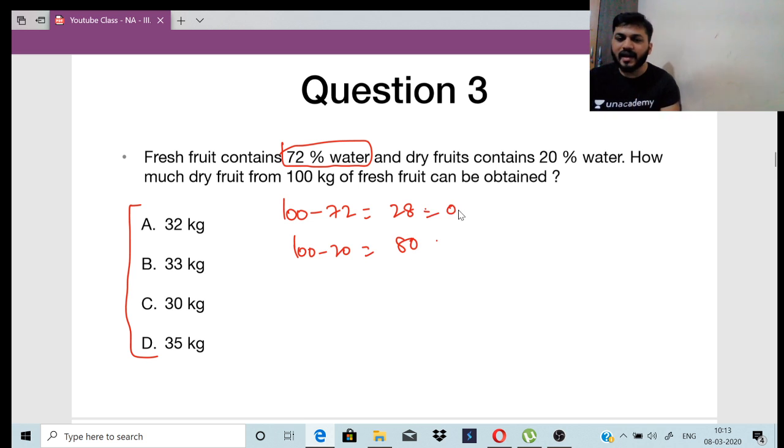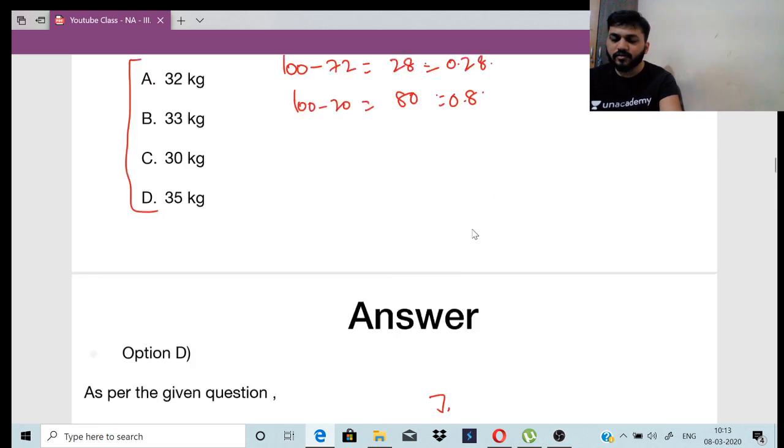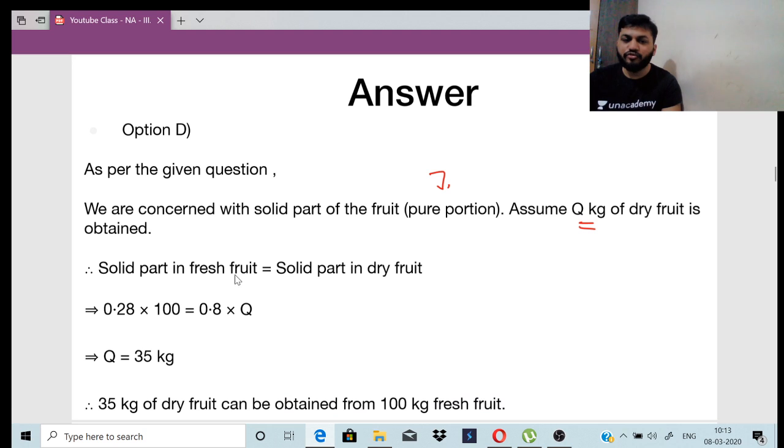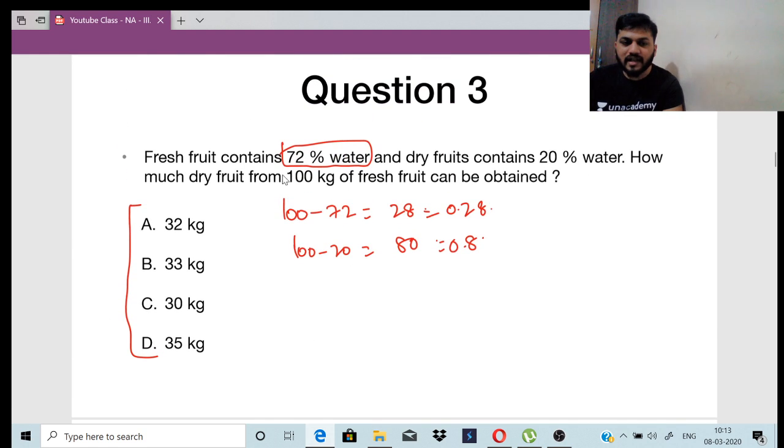So this will become 0.28 and this will become 0.8. Now find it. What they have asked is 100 kg of fresh fruit. So 0.28 into 100 is equal to 0.8 into q. 100 minus 72 is 0.28, 100 minus 20 is 0.8.